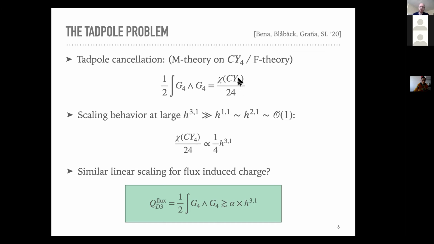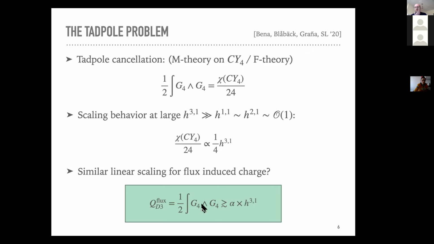So I think a natural question to ask is, how does this constraint scale in the limit of large H31, of a large number of complex structure moduli? And for the Euler number, this is actually pretty easy to figure out. We just have to look at how to express the Euler number in terms of the Hodge numbers. And then if H31 is the leading contribution, then this is just proportional to 1/4 of H31, the number of complex structure moduli. So it is natural to ask if we have a similar linear scaling behavior for the charge coming from the fluxes, the integral over G wedge G.